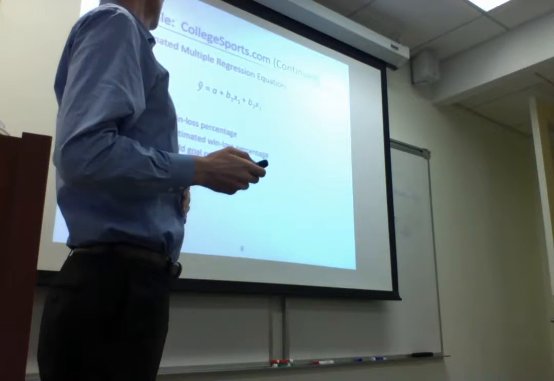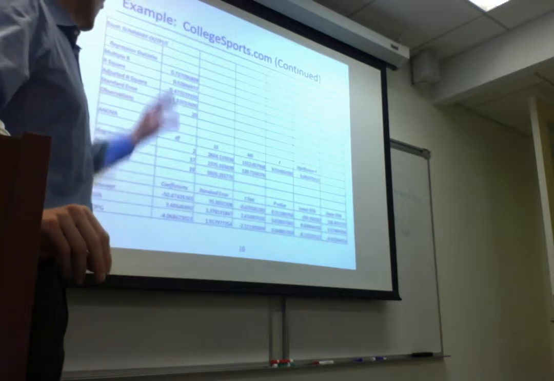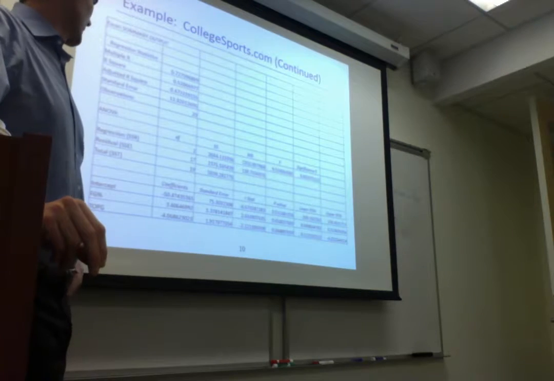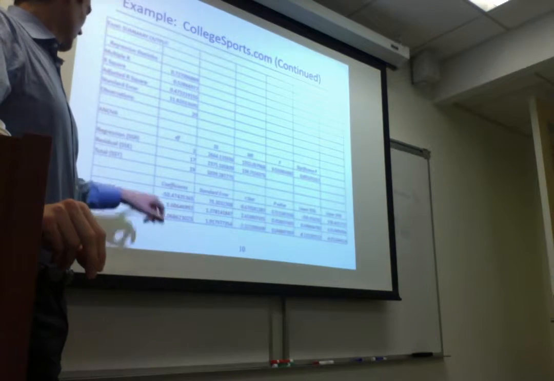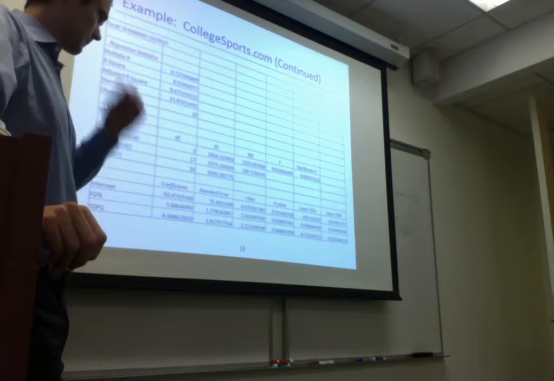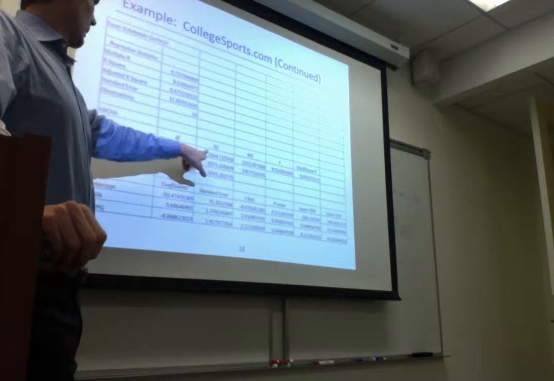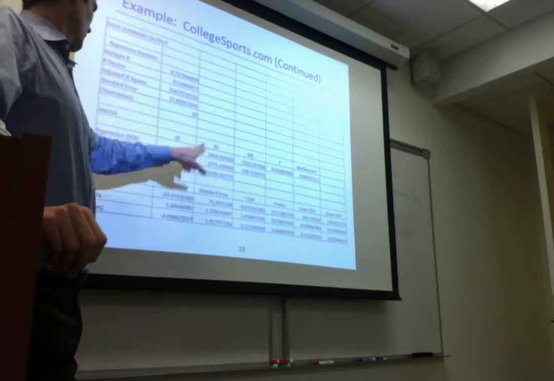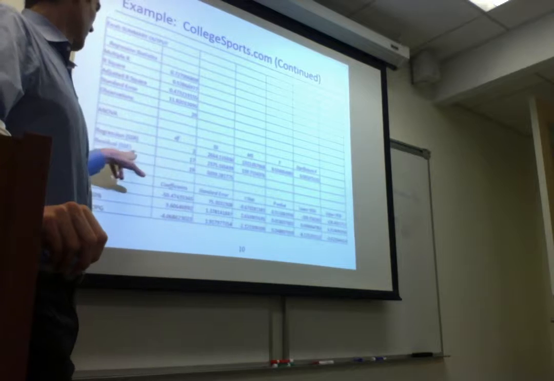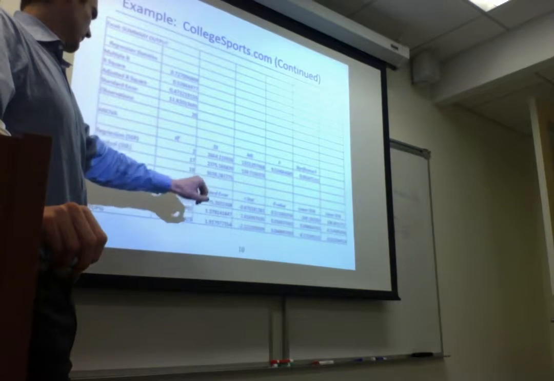So let's look at this. This is the printout for the college sports example. We said, let's look at field goal percentage and let's look at turnovers per game. Recall, we have a sum of squares that are explained by our regression, sum of squares error, sum of squares total.